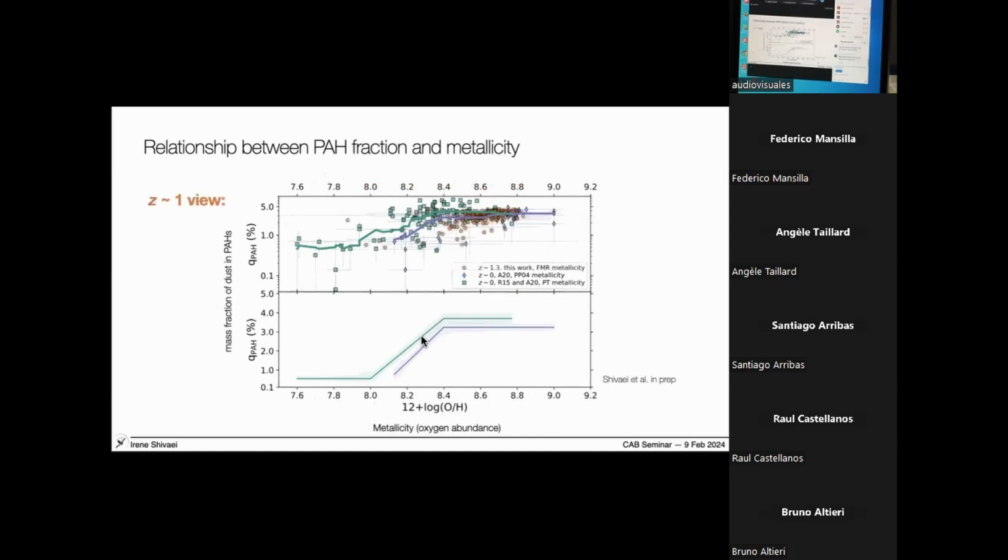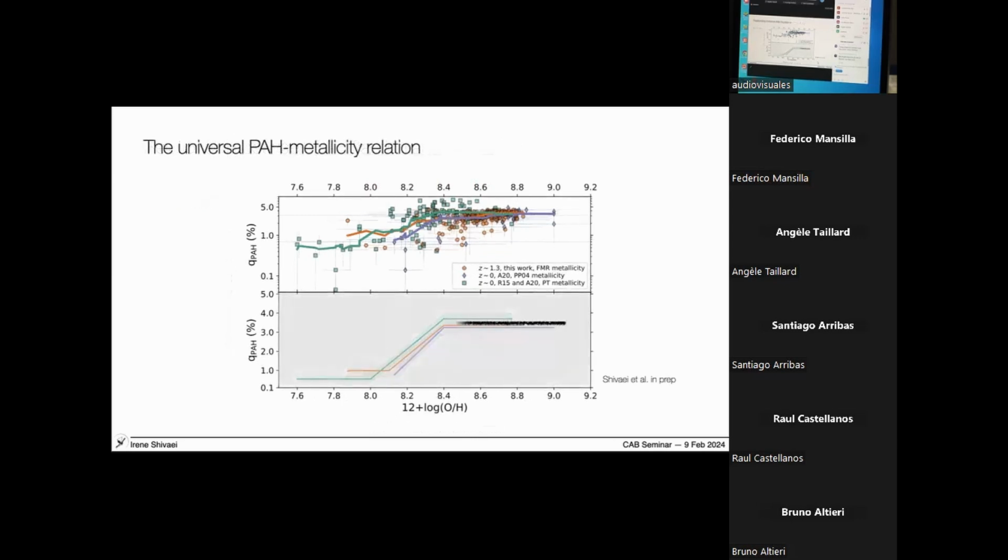Now, if I add our redshift 2 galaxies, they are exactly on top of the redshift 0. And if you look at the trend, it follows very well what we had before at redshift 0, which shows that this relation, the correlation between the PAH fraction and metallicity, is not evolving with redshift. It's probably a universal relation.